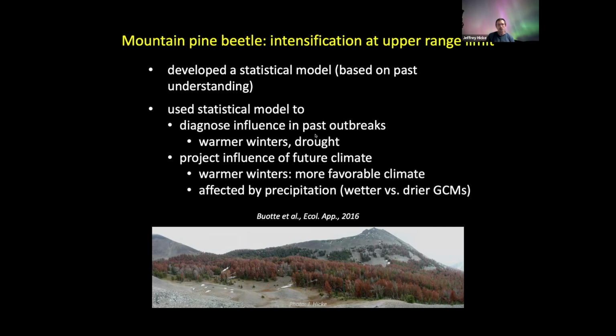But then she also used the model to project the influence of future climate, isolating only climate, and noted that warmer winters in the future, as expected, will create a more favorable climate for mountain pine beetle, but that is affected somewhat by precipitation, so that there was some variability among the global climate model results, whereby wetter model results led to slightly less climate favorability, and drier model results led to enhanced climate favorability.